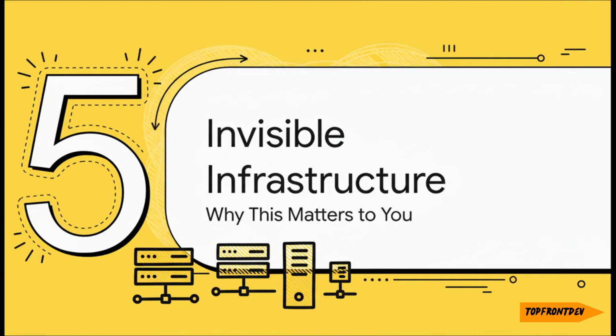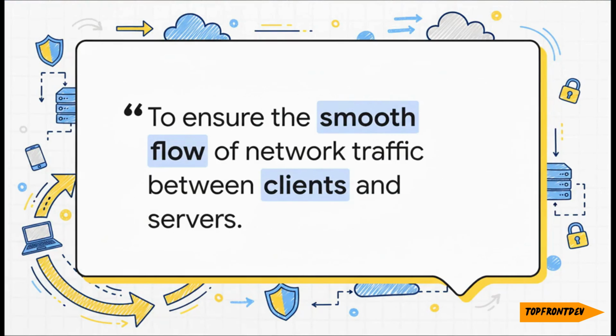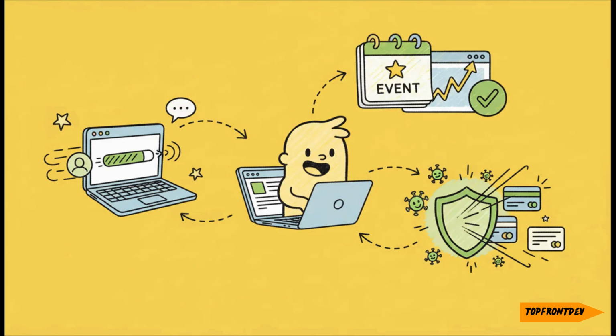So we've waded through all the technical stuff, but let's just zoom out for a second. Why should you care about any of this? Because this invisible architecture is working for you right now, every single time you use the internet. At the end of the day, all of this complex technology has one incredibly simple goal: to make sure the flow of traffic between your phone or laptop and the servers out there is as smooth, fast, and safe as it can possibly be. And the results are things you experience constantly.